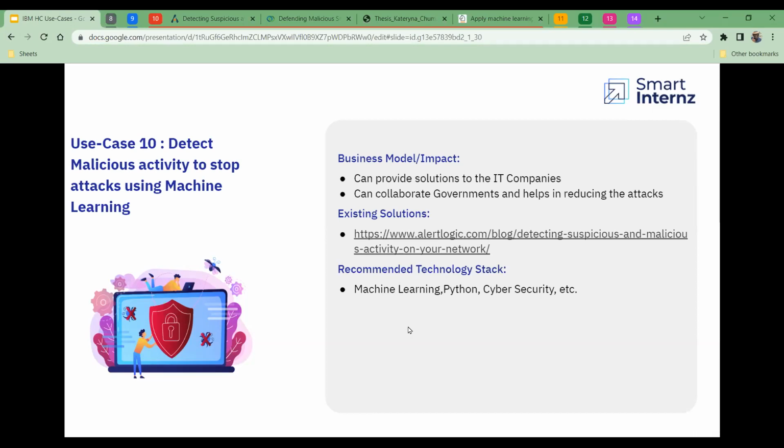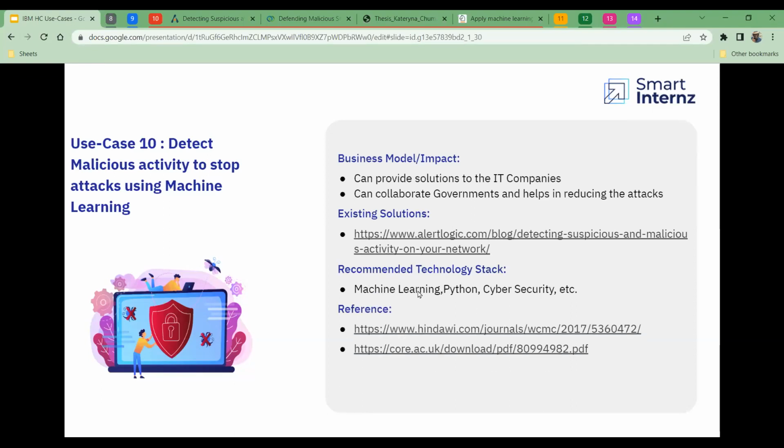You can use different tools on your own too. If you find something is good, you can also use it. That's what I'm saying: explore more about the problem statement so that you can understand what things you can use. Coming to the references that we can use to understand more about this problem statement.